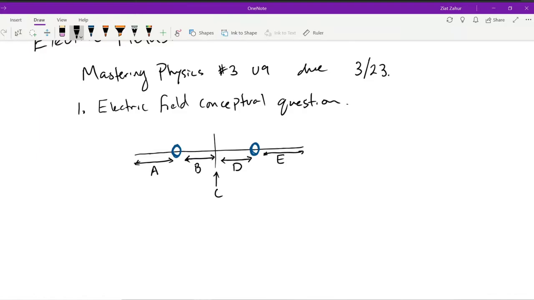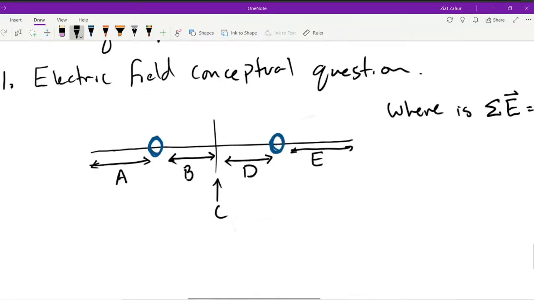And so the question asks, where can you find the net electric field? So where is sigma E, oops, my vector hat kind of messed up there. There we go. Sigma E, where is it equal to 0, is the question.